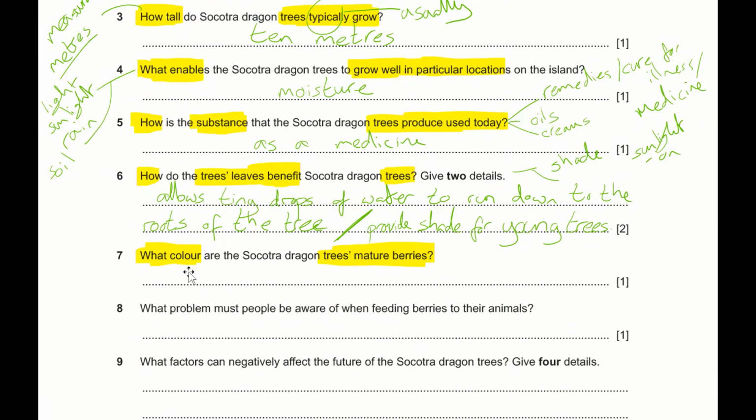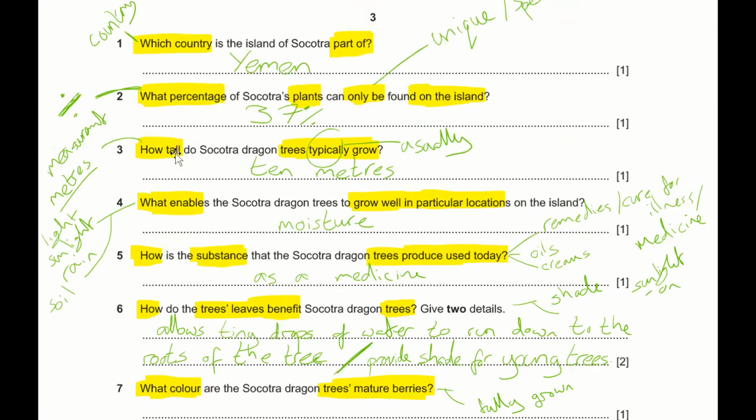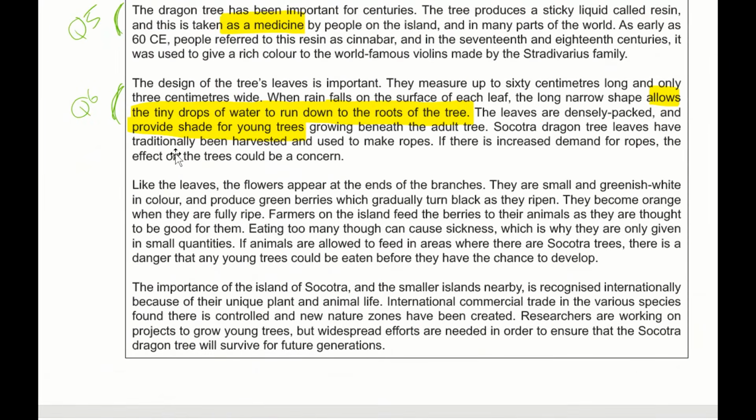It's going to be a color, but I can almost guarantee now, when I go into that text, I'm going to be given more than one color. So I need to be very specific. What color are the tree's mature berries? Okay, the mature berries means the old berry, not older berries or fully grown berries. Okay, it's probably a closer synonym there, right? So fully grown berries, what color are they? So I'm going to go in and I'm going to continue reading.